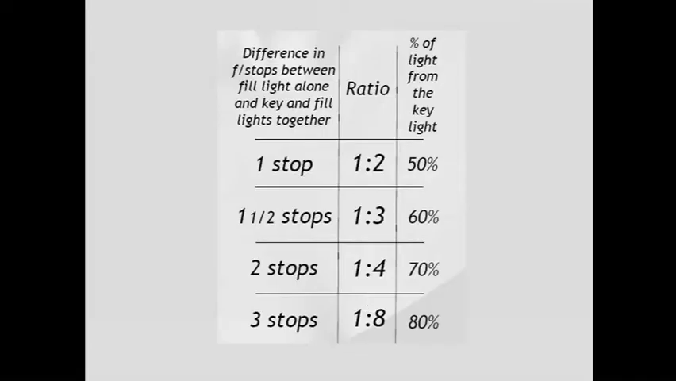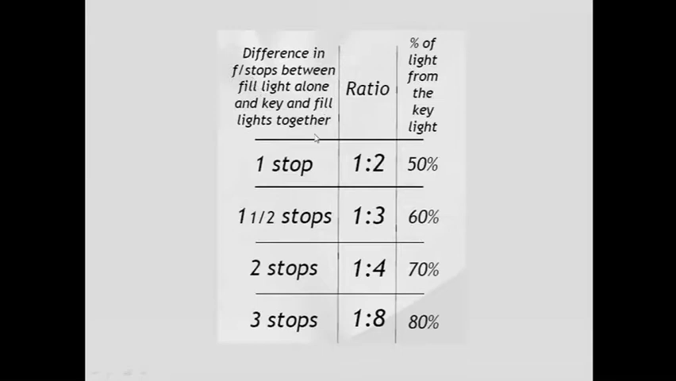This is just a really abbreviated version of what I just told you. So the percentage part over here, don't worry about yet, because I'm about to describe that to you. That's how to do it outside. But this part right here, the 1, 2, 3 stop difference, and then the ratios right here, are really just a formula for how to get there. So all you do is you measure the difference in f-stops between the fill light alone and the fill light and the key light together.